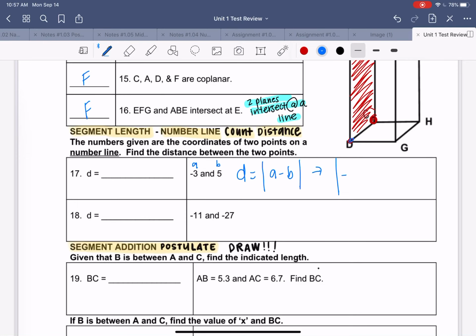So -3 minus 5, and close the absolute value bar. So -3 minus 5 gets you a -8. But remember, the absolute value bars change it positive. So your distance here is 8.